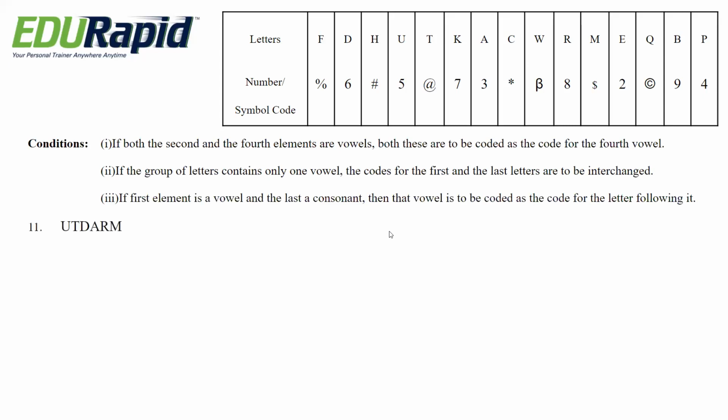Next question. UTDARM. The options are: first option at 638 at; $638 at; at 638 at; fourth option at $638; fifth one dollar 638.